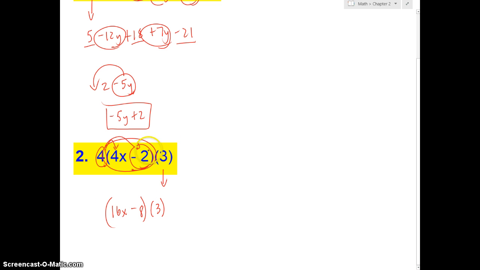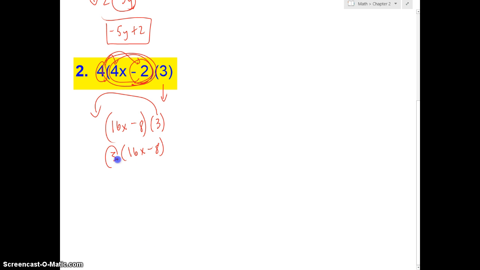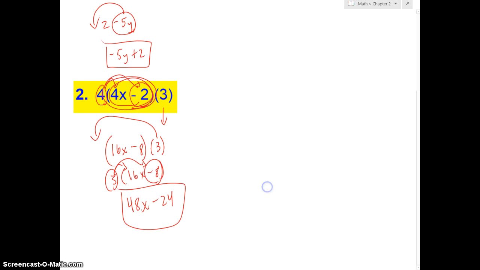Again, because 3 is being multiplied by this whole thing, you have to put parentheses around 16x minus 8, because 3 is being multiplied not just by negative 8, but by the whole thing. So I'm going to take my 3 over here and make it 3 times 16x minus 8. So again, 3 times 16x is 48x. 3 times negative 8 is negative 24. There's my final answer. Again, I basically distributed the 4, and then I have the 3 and distribute the 3 as well.